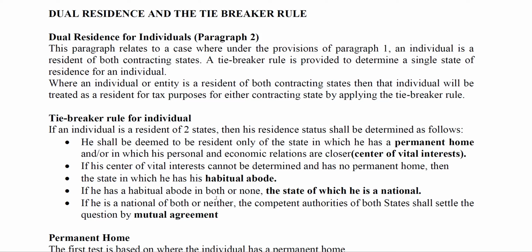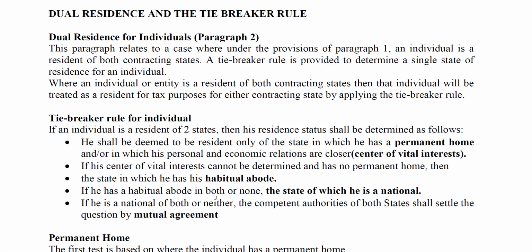So what is habitual abode? We are going to look at all those things. If you have a habitual abode in both states or none of the states, then we look at where you are a national. If you're a national of both states or neither, then the competent authorities settle the issue by mutual agreement under Article 25.